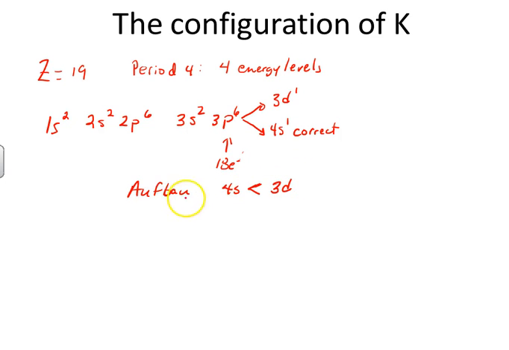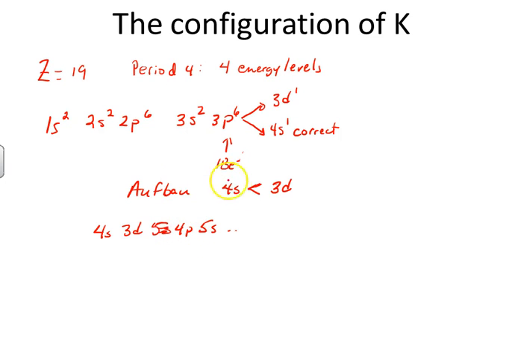So the question is, how do you make the decision? Because after 4s, we go to 3d. After 3d, we go to 4p. Then after 4p, we go to 5s, and so forth. So it gets mixed up. It's not just going to be fill the first energy level, fill the second, fill the third, fill the fourth.